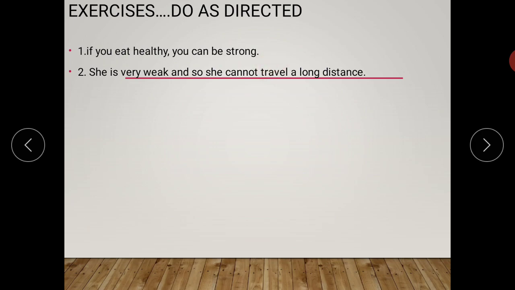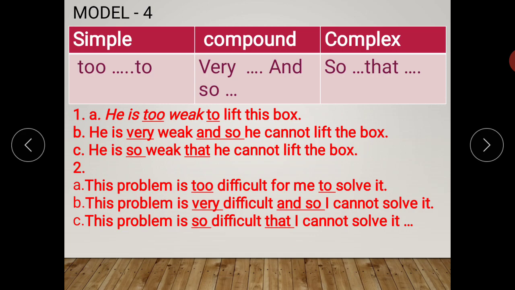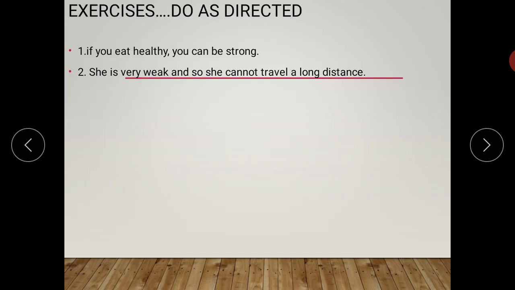Okay, the second small task is, she is very weak and so she cannot travel a long distance. What is that? And so, where it comes, and so comes in the compound sentence. So you need to change that into simple and complex. You can go back, watch this clue and try to change that.